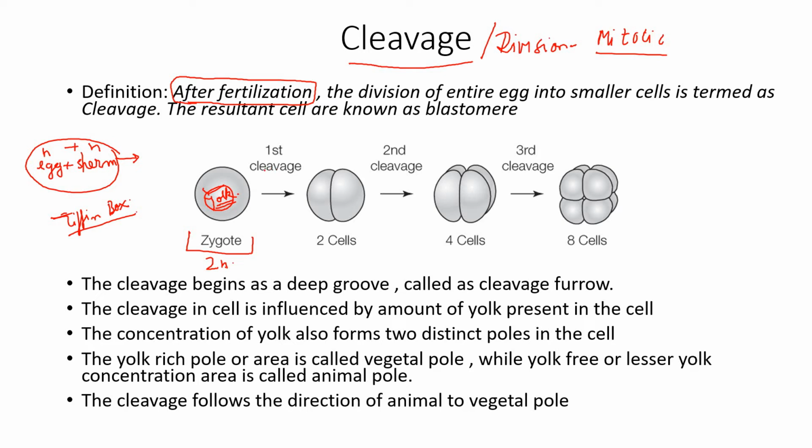So what we have said is that some eggs contain a high amount of yolk, while the eggs of some organisms contain little yolk. On the basis of this, the cleavage pattern also differs. That means, depending on whether the egg has a large quantity or a small quantity of yolk, we can have two different kinds of cleavage.